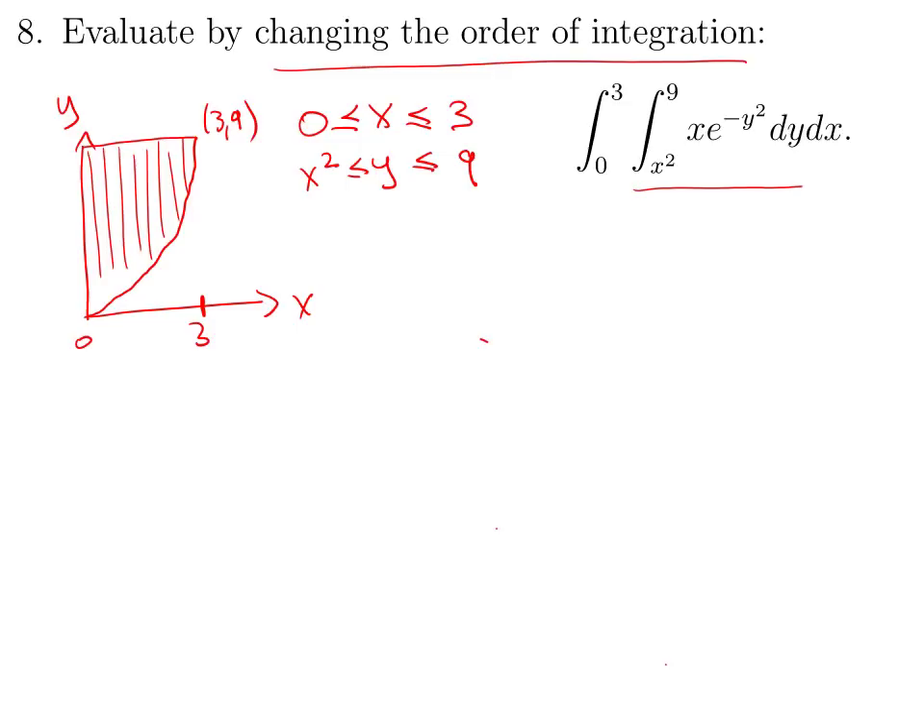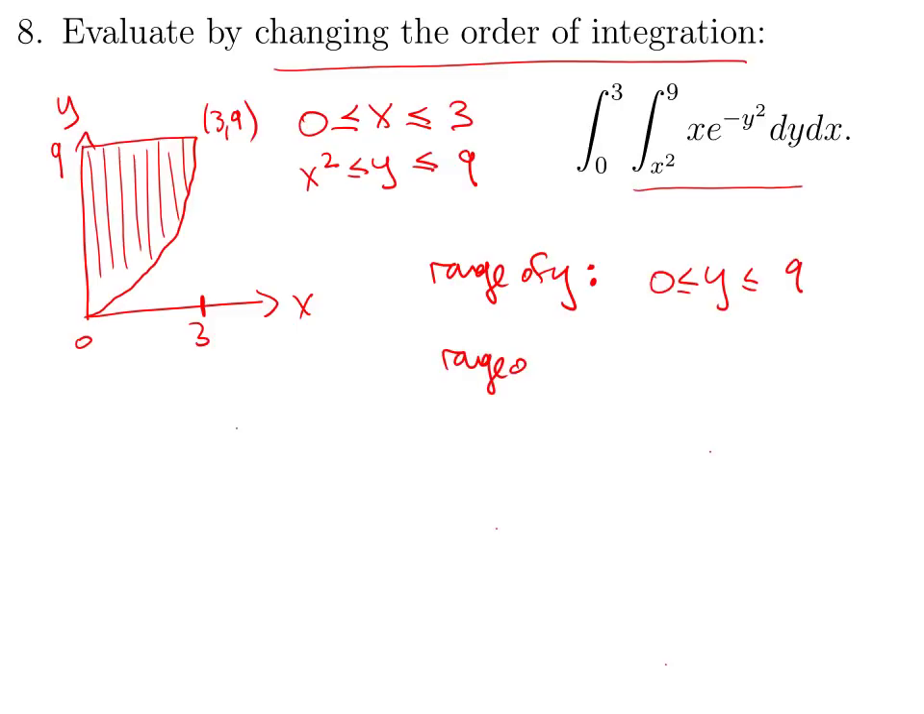Now, if we want to turn this into a dx dy integral, in other words a type 2 region, we want to think about expressing this as a range of y and then a range of x given y. So what's the range of y? From this picture, you can clearly see it goes from 0 to 9. So y is greater than 0 and less than 9.